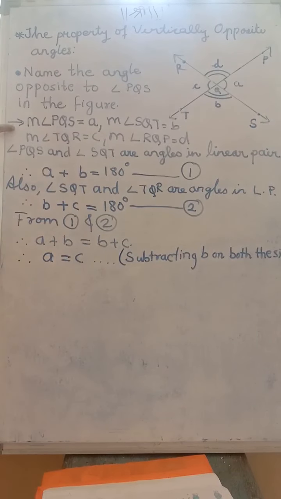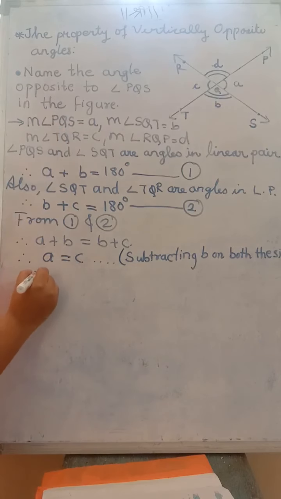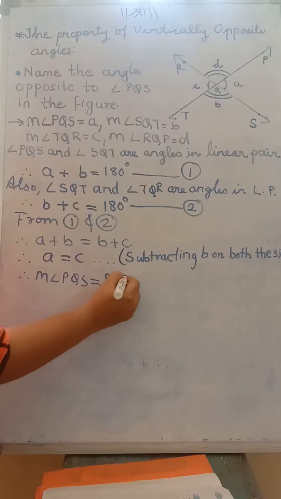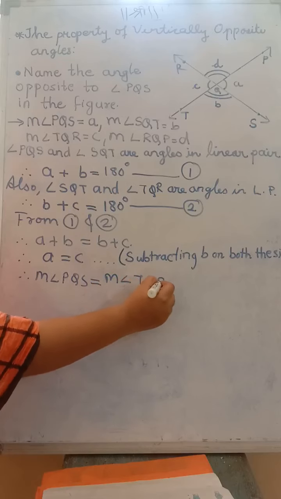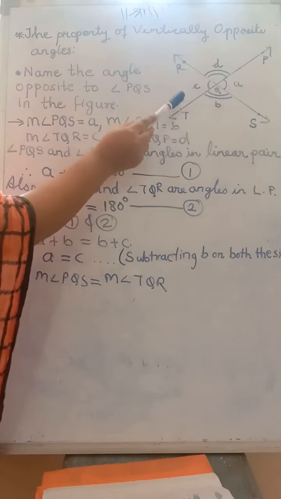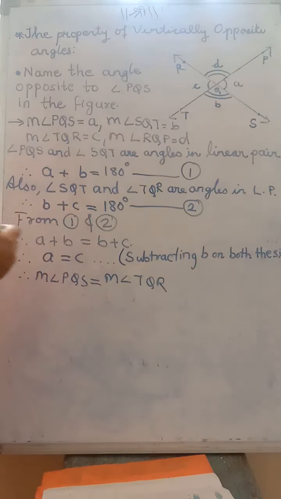Now, look at this part. A means what? A is equal to measure angle PQS. Therefore, measure angle PQS is equal to, what is C? C means measure angle TQR. So, did we get measure angle PQS is equal to TQR? Are they vertically opposite? Is it proved? Yes. Are congruent. Congruent means what? Same. Yeah. They are opposite also, and this equal sign tells us that they are congruent.